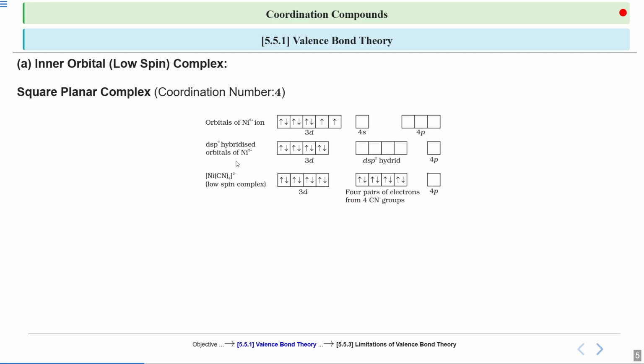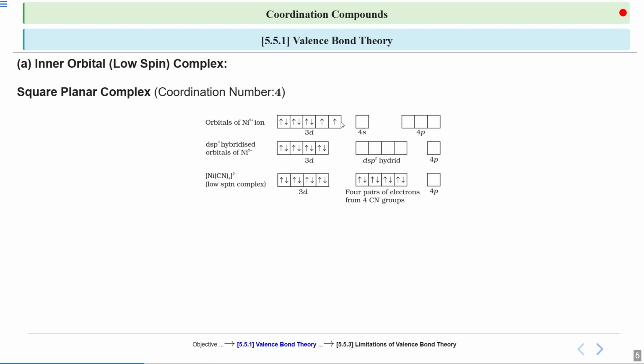Total 8 electrons. Because in the complex of nickel tetracyanide, we have cyanide present as a ligand, and as per the spectrochemical series, this CN- ligand is a very strong field ligand. That means it will cause the pairing of the unpaired electrons. So these two unpaired electrons which are present here are going to be paired up like this, you can see.